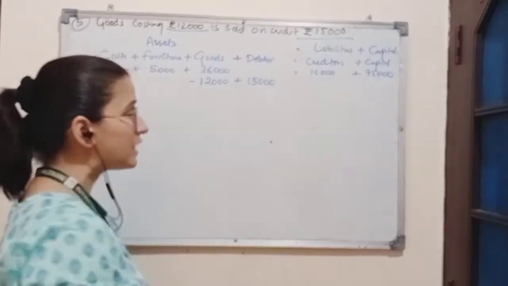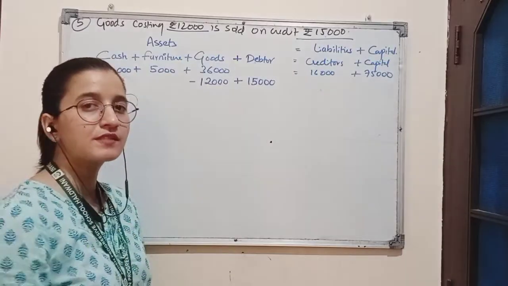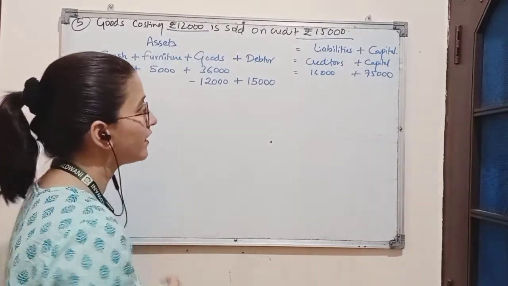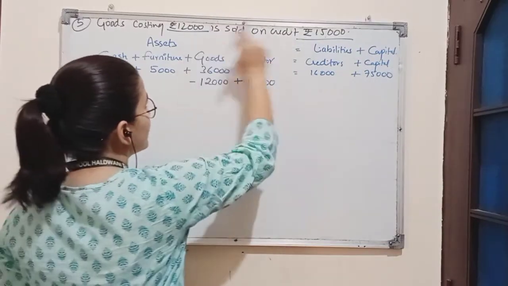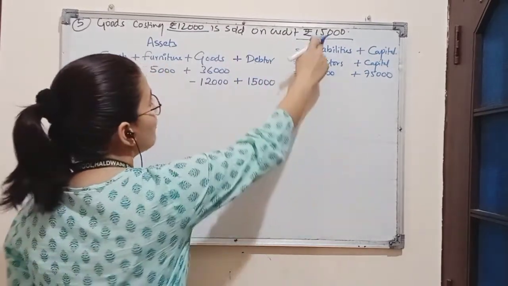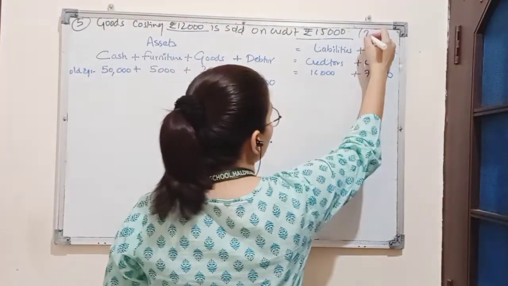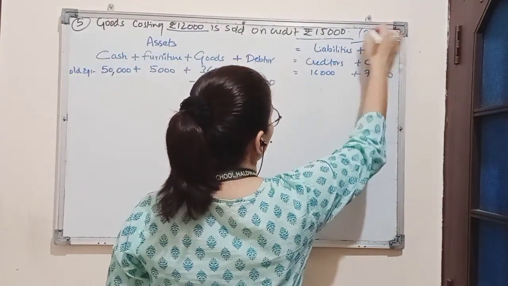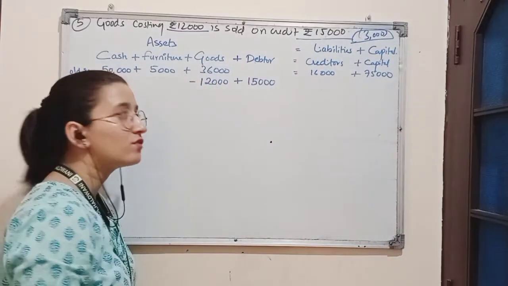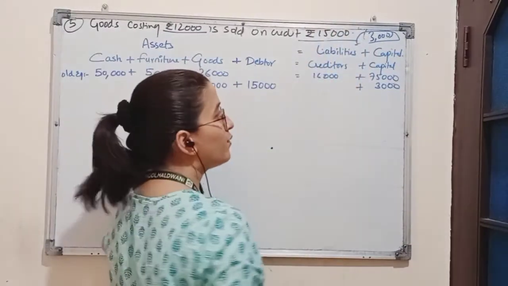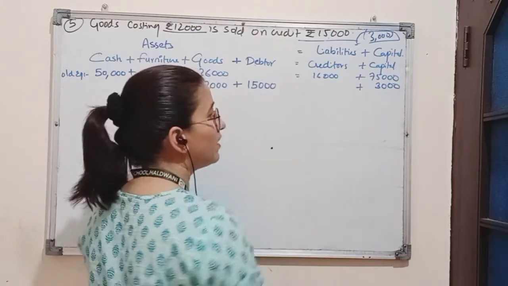sold for 15,000. That means the business has gained a profit here. So how much profit is earned by the firm? 15,000 minus 12,000 is 3,000. So the business is earning a profit of rupees 3,000. This profit will be added to the capital column.